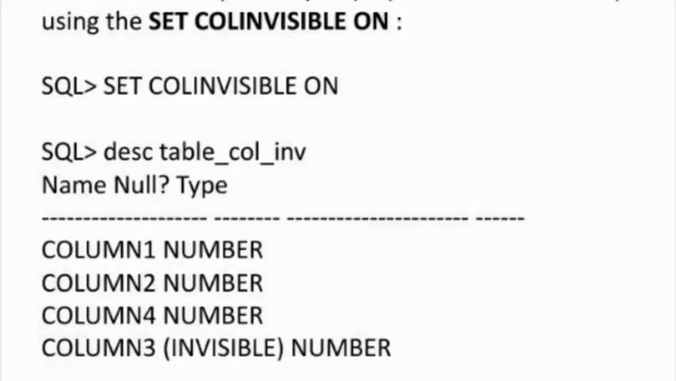SQL Plus can optionally display invisible columns by using the set colinvisible on command. When you issue set colinvisible on and then describe the table which has the invisible column, it will list the invisible column as well, with the word invisible in braces after the column name.